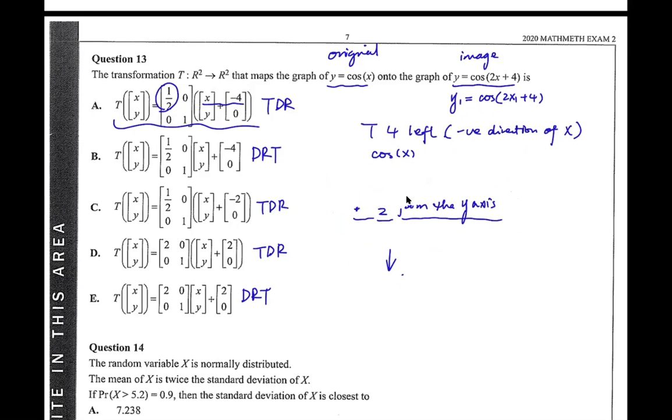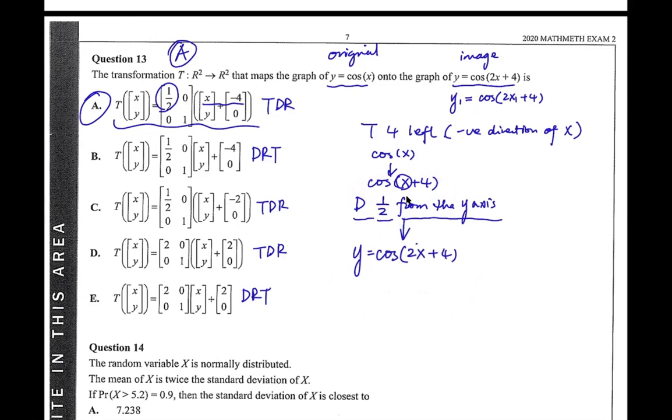So from here, you can write a new expression, x to become 2x. y equals cosine 2x plus 4. Option A is the correct answer.